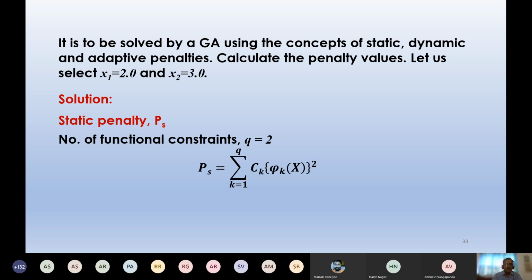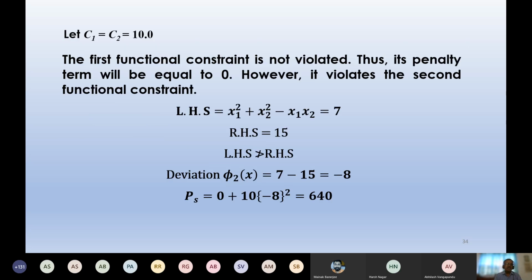The static penalty denoted by PS, as I discussed, is nothing but summation k equals 1 to q, equals 2 here, ck phi k x square. So this ck is nothing but the user defined value. That means for the first functional constraint, I'll have to assign some value to c, and for the second functional constraint, I'll have to assign another value depending on the importance, which I have already discussed a few minutes ago. Now let me consider C1 equals C2 equals 10. So I'm going to consider that both the functional constraints are equally important.